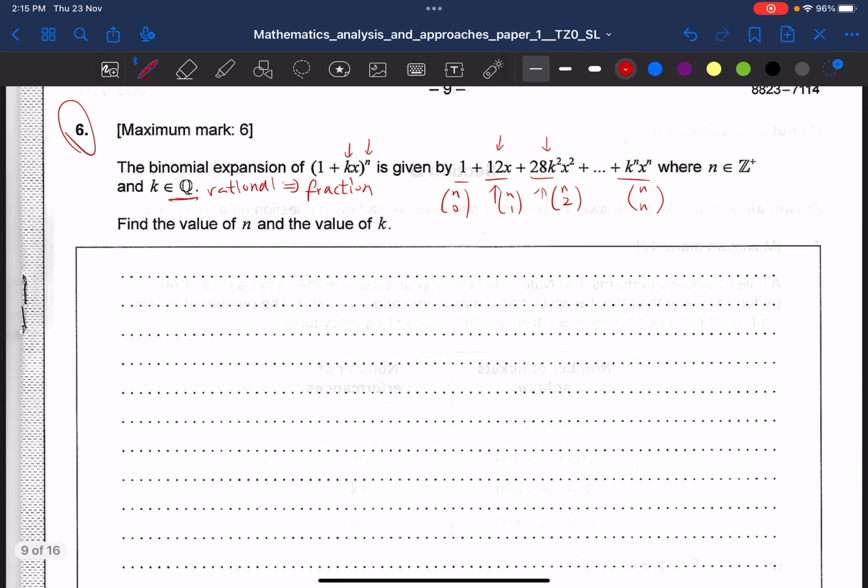But n choose n and n choose 0, basically, it's kind of obvious. So when you expand it, of course, it will be like this for the head and tail. So 12 and 28 k-squared is something that we actually need. So let's do that first.